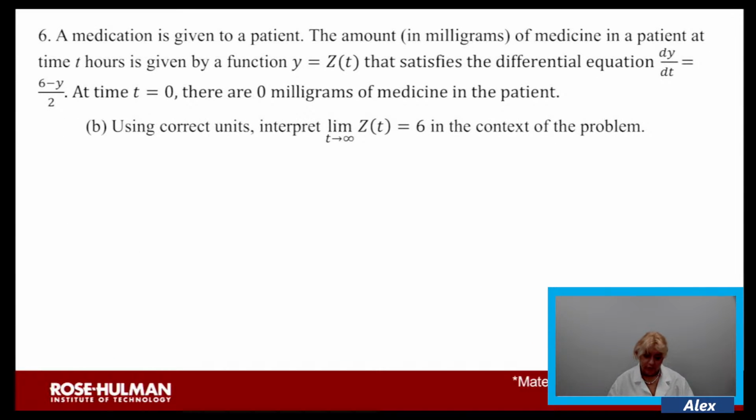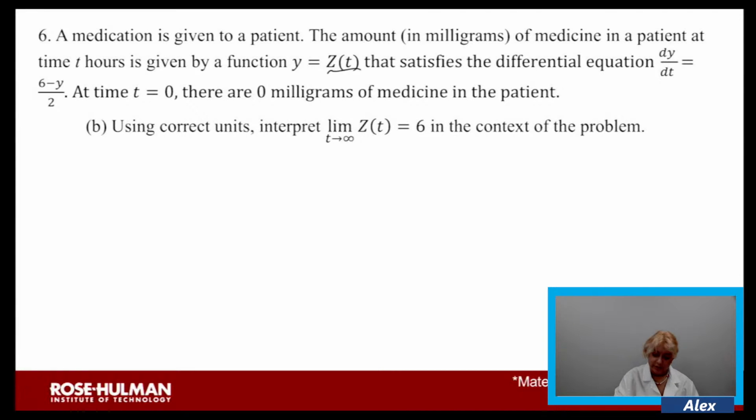So for part B, using correct units, interpret the limit as t approaches infinity of z of t equals 6 in the context of the problem. They want us to interpret that as t goes to infinity, z of t equals 6. Since z of t equals y, they're saying that y equals 6, in the context of the problem.